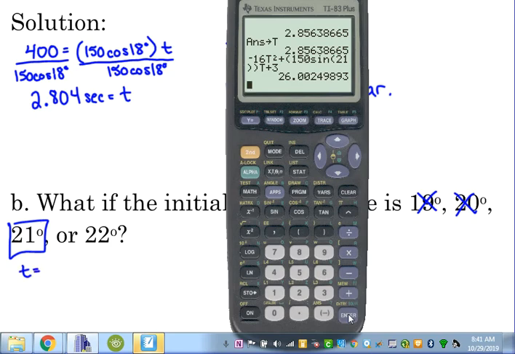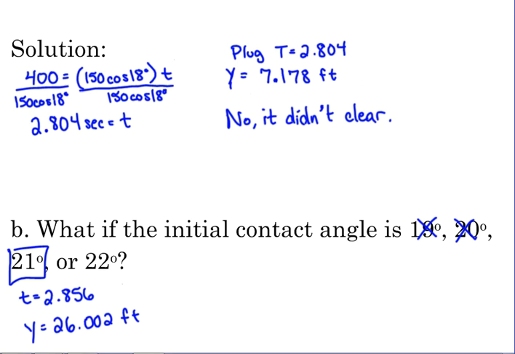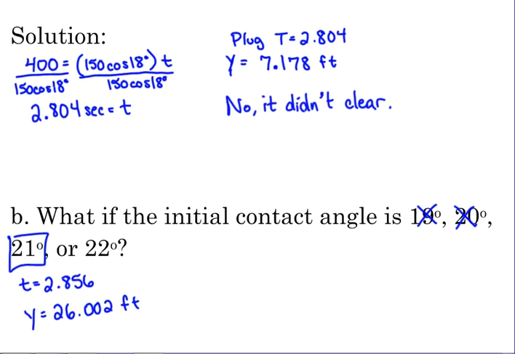The time for that is 2.856, and the height ends up being 26.002 feet. So we definitely clear it if it's hit at a 21-degree angle. 19 and 20 were not enough. 18 was not enough. It's amazing how much difference just one little degree can make there. Not changing anything else. The initial velocity is still the same. Distance is still the same, but just 1 degree of incline changes the whole path of the ball.